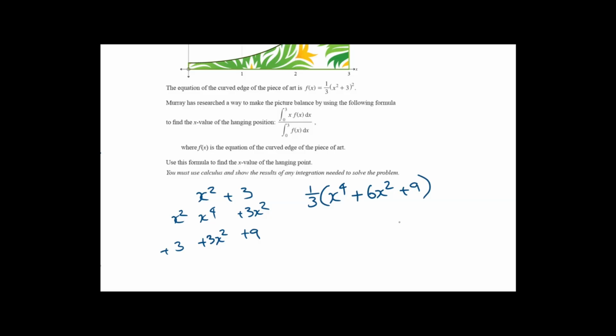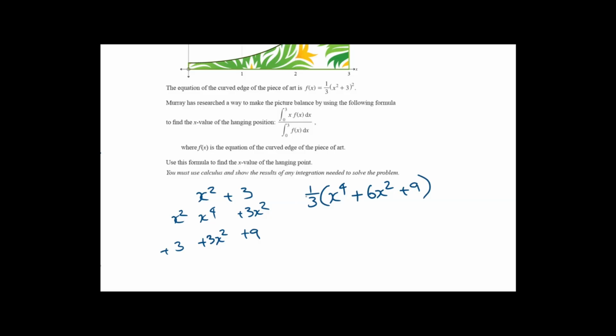So x squared plus 3, squared, is x to the 4 plus 6x squared plus 9. So the bottom function is going to be 1/3 x to the power of 4 plus 6x squared plus 9.